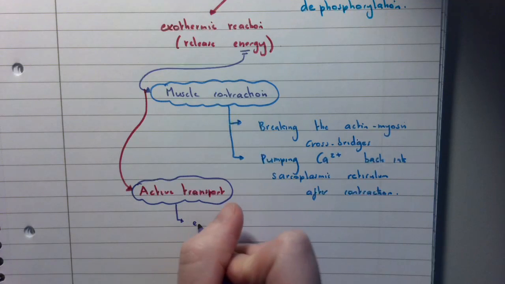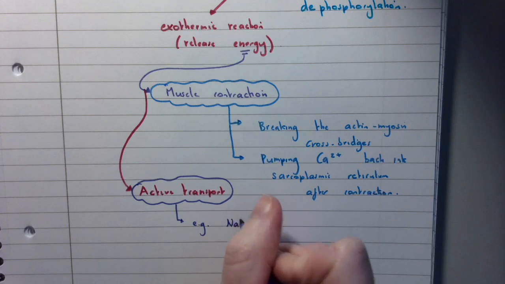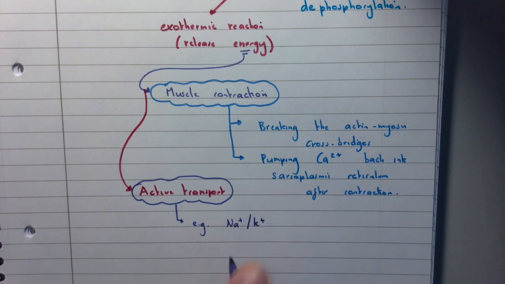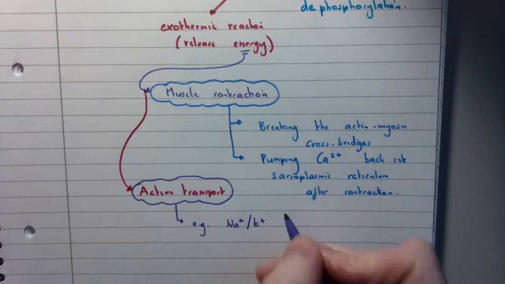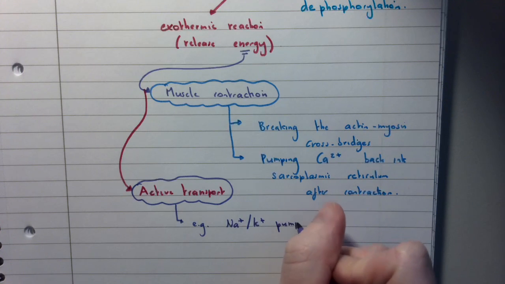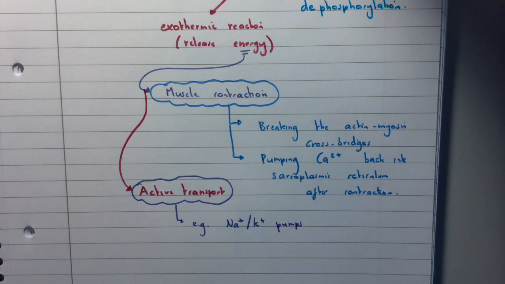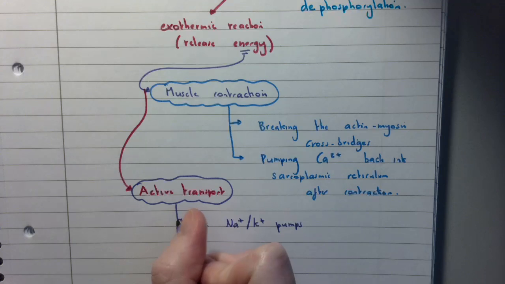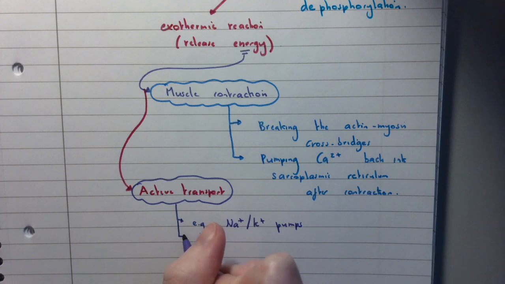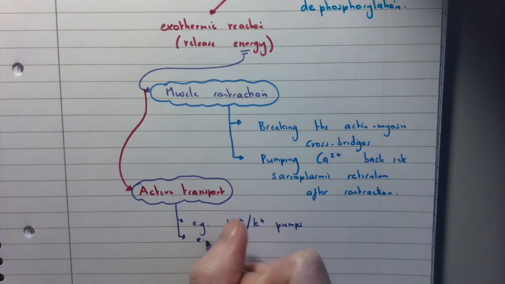So e.g. the sodium potassium, which I'm just going to write for short as that, sodium potassium pumps. You find these like in neurons, you find them in the cells lining the PCT in the kidneys, which is needed for selective reabsorption. But that's a great example, the sodium potassium pumps. And I'll give you another one as well. So e.g.